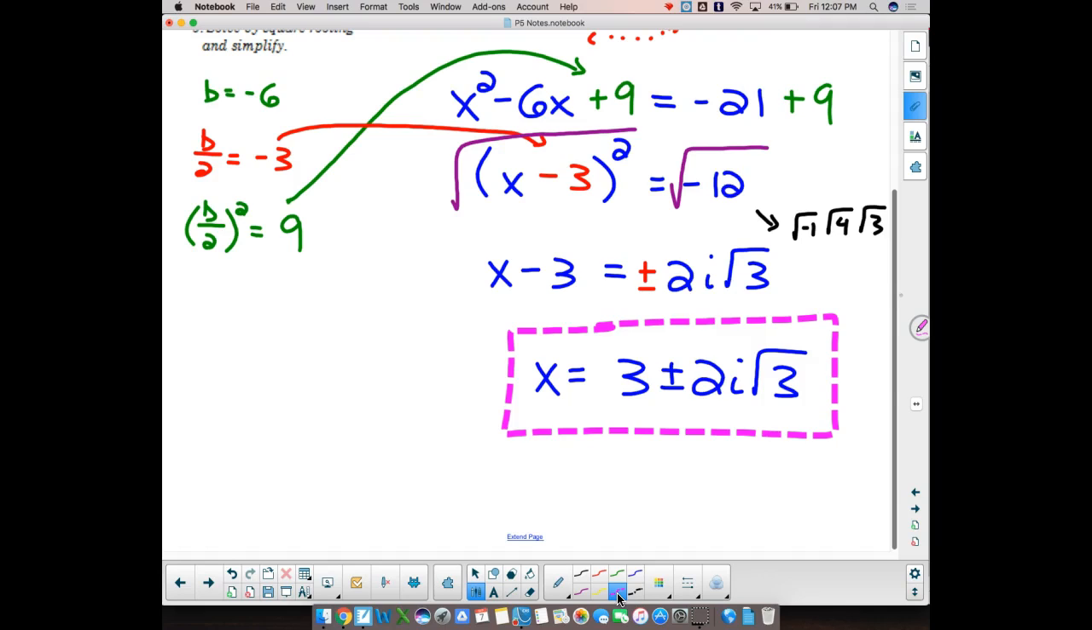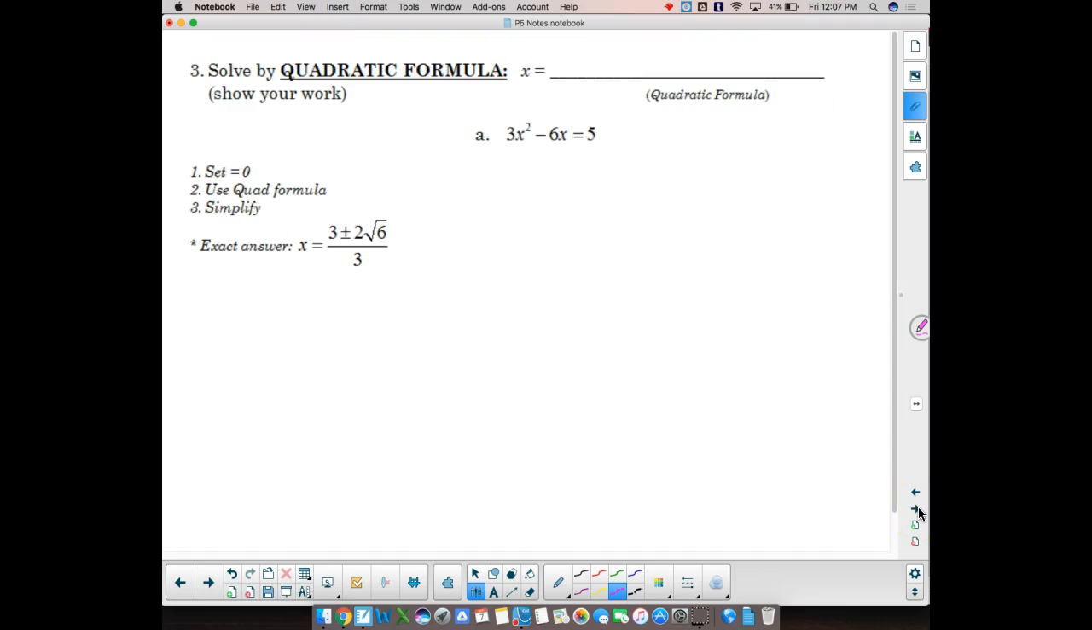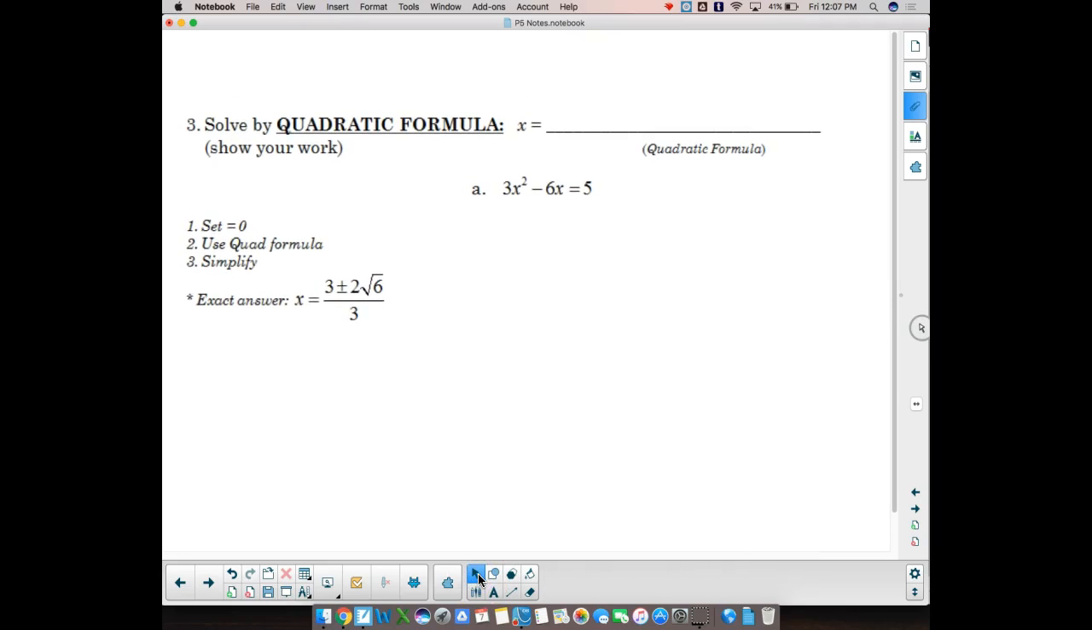Now, the last one, the quadratic formula. Can somebody tell me, or maybe we can work it out together as a group, what is the quadratic formula? Some people sing it. There's a tune out there to, I think, Pop Goes the Weasel.